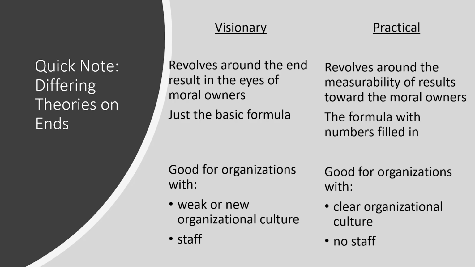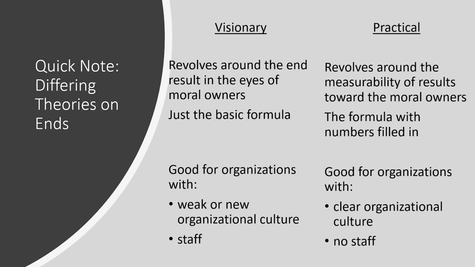Now there are two different theories on ends, and I will say this: if you're doing policy governance, it's defined. There are no theories on it. But if you're going to use this piece in any other format, you have a couple of options. There's a visionary component that really revolves around the end result in the eyes of the moral owners. It's that formula we went through earlier in the slideshow, where you're applying your mission to the benefit of your moral owners, in the direction of your vision, grounded in your values.